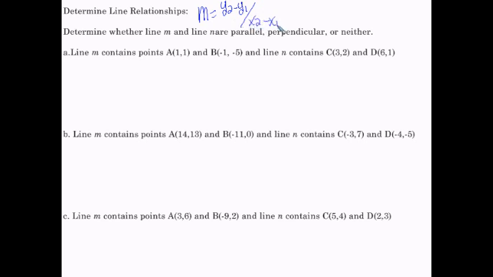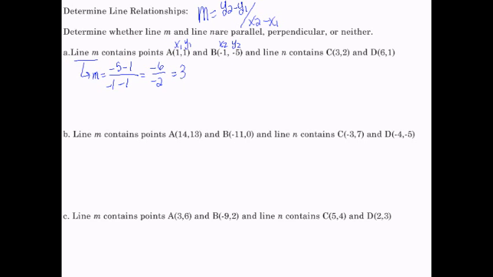That's a little sideways, but if I call this point A, x1 and y1, and point B can be x2 and y2 for this line. So I'm going to have the slope of line M. So I have -5 minus 1 over -1 minus 1. So I have -6 over -2, which gives me a 3. Okay, so the slope of line M is 3.